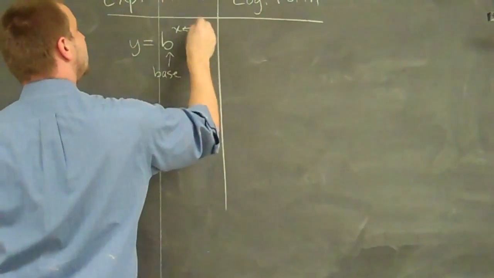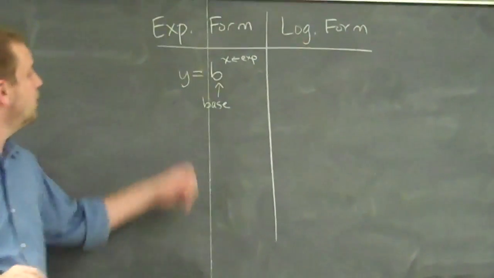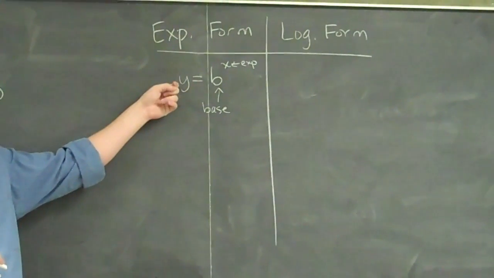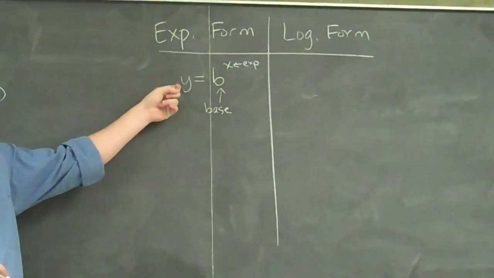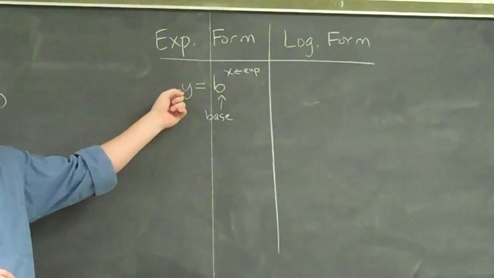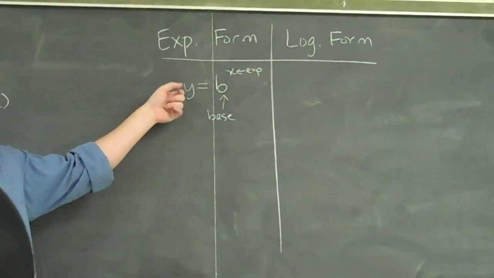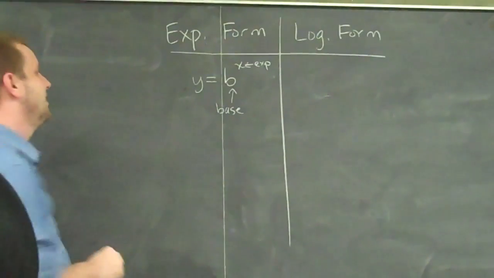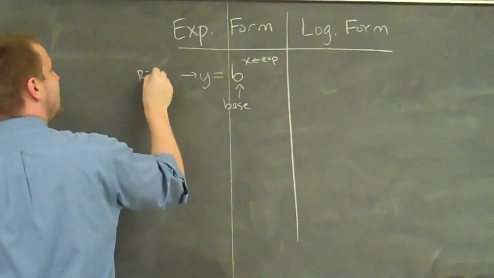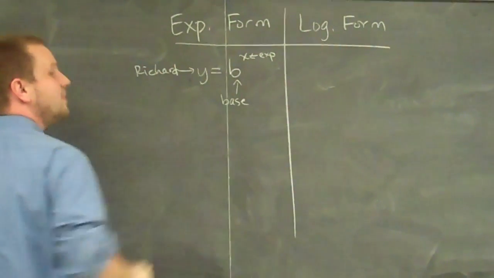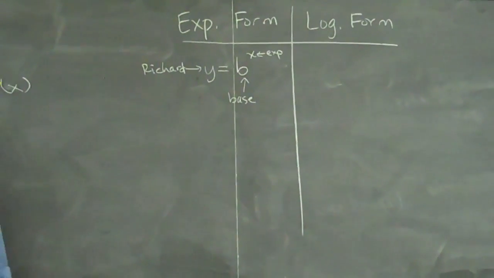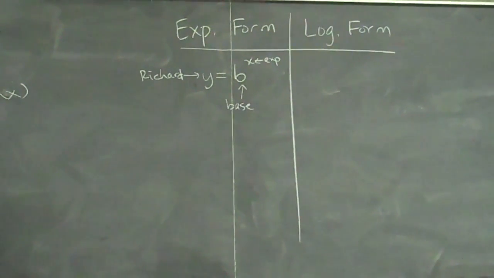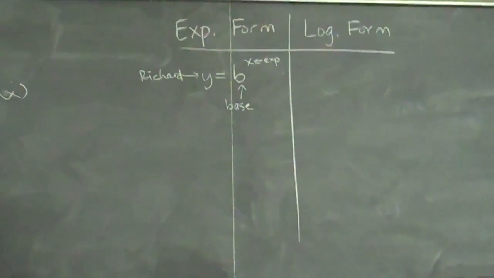That's my exponent. Does anyone have a good name for this number here? In all my years, I've never come up with a good name for it. So, Richard? Does that work? Unless you got a better name, we're going to call him Richard. So we've got the base, we've got the exponent, we've got the third number, Richard.